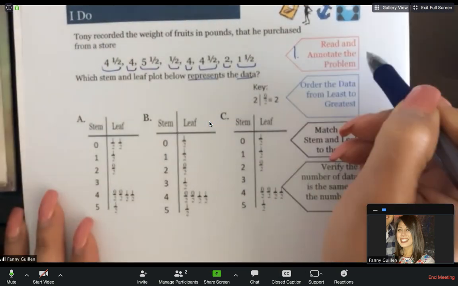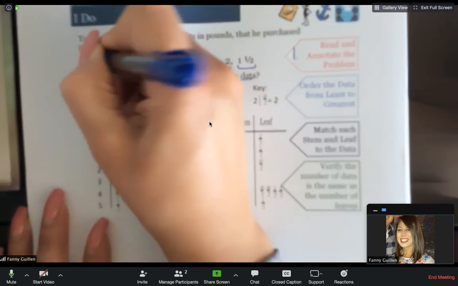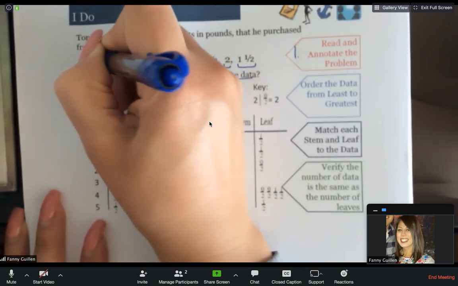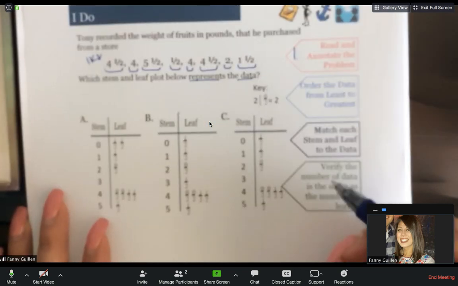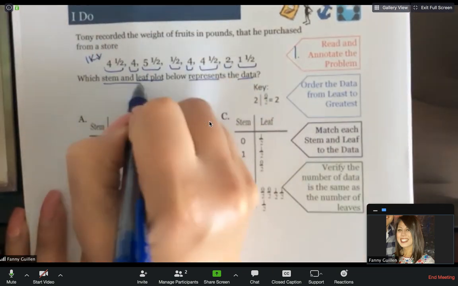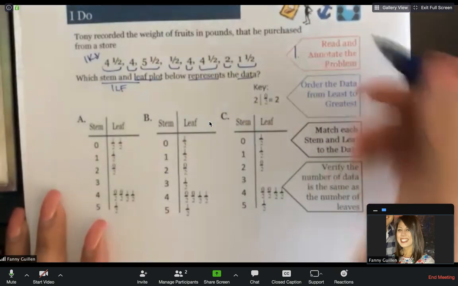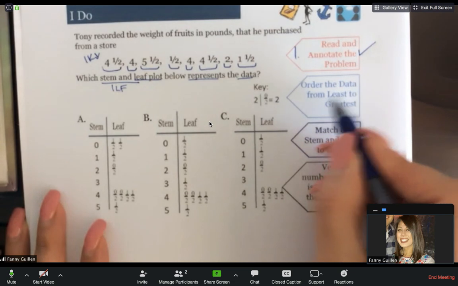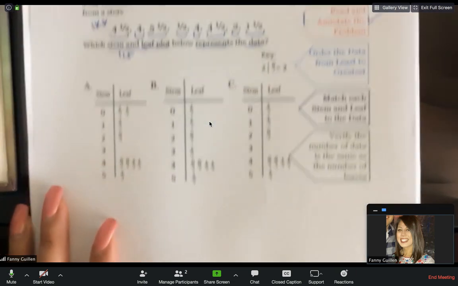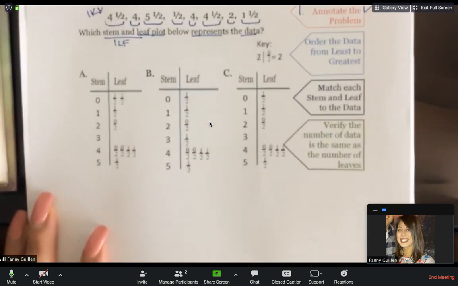So I'm looking to see which one represents the data. So SLAPS 1, I have read, this is what I know, this is my data, right? And I am looking for the stem and leaf plot. That's what I'm looking for to represent my data, so check. Now I'm going to order the data from least to greatest. I have more space over here, so I'm going to pull this up so you guys can see.